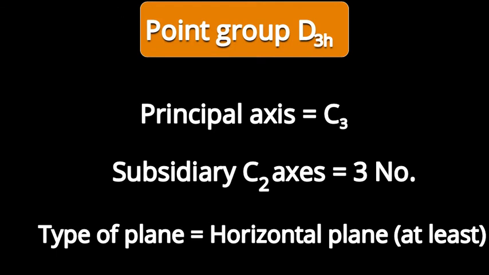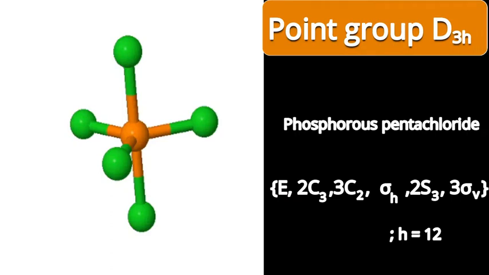What can be the example for D3H point group? See here, the best example is phosphorus pentachloride, trigonal bipyramidal structure. Phosphorus is at the center and 5 chlorines are around phosphorus. Out of those 5, 3 are in the equatorial plane and 2 are along the axis. We have discussed already what elements and operations are possible for the PCl5 molecule.